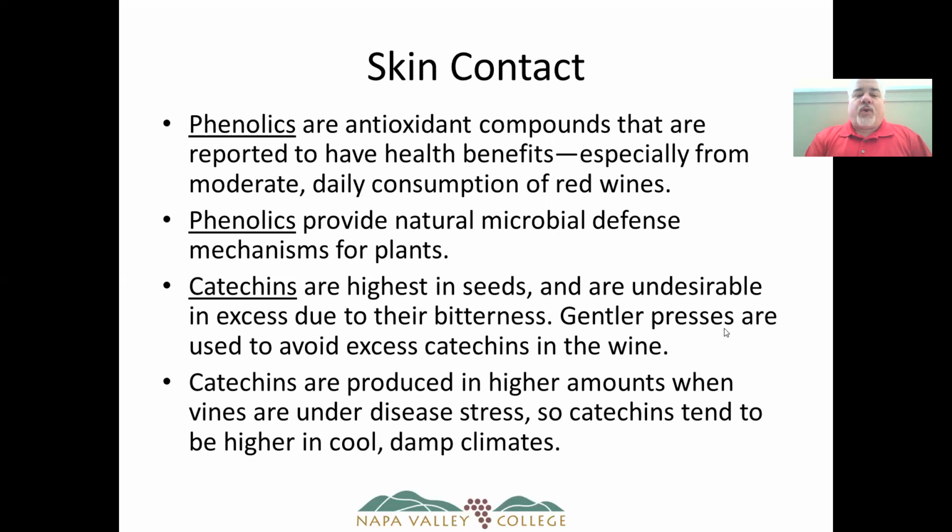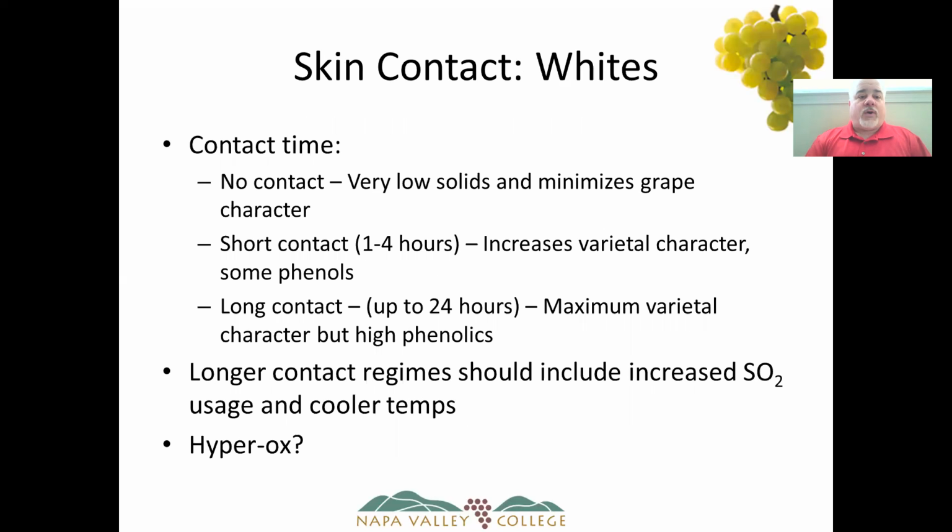You can use gentler presses that will avoid breaking the seeds and getting these excess catechins into your wine. Catechins are produced in higher amounts when vines are under disease stress. So catechins tend to be higher in cool, damp climates. How much of that is because cool, damp climates are also perfect for fungal diseases, and how much does the cool, damp climate have an impact directly on the chemistry inside the grapes? Don't know for sure about that one.